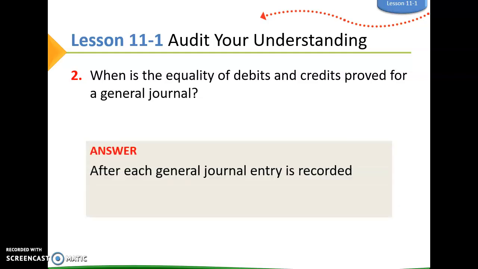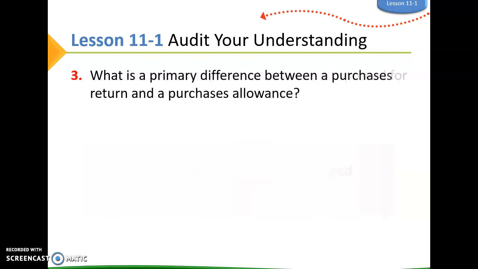So after each general journal entry is recorded, after each time you do the general journal entry, you want to make sure in the general journal that our debits and our credits equal.